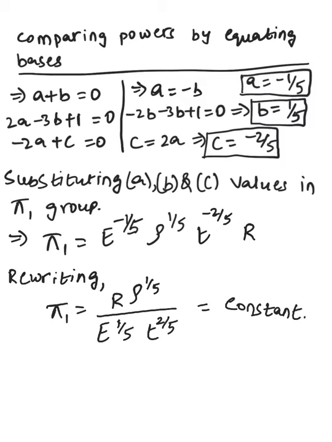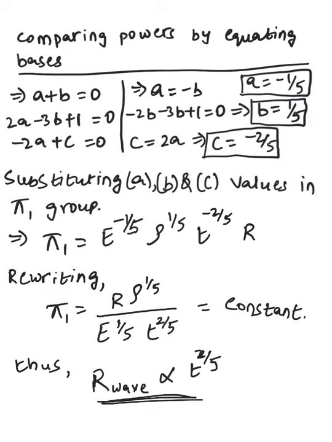Then we can say, due to the constant arrangement, the r, which is the radius of the wave, is directly proportional to the time to the power of 2 by 5. And that concludes our statement.